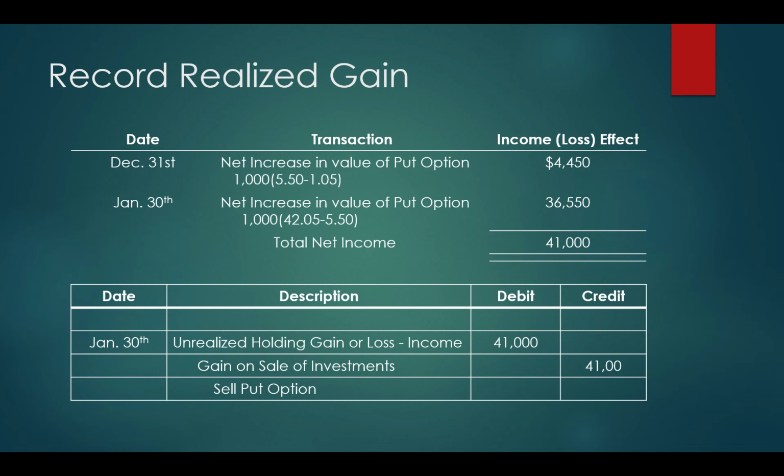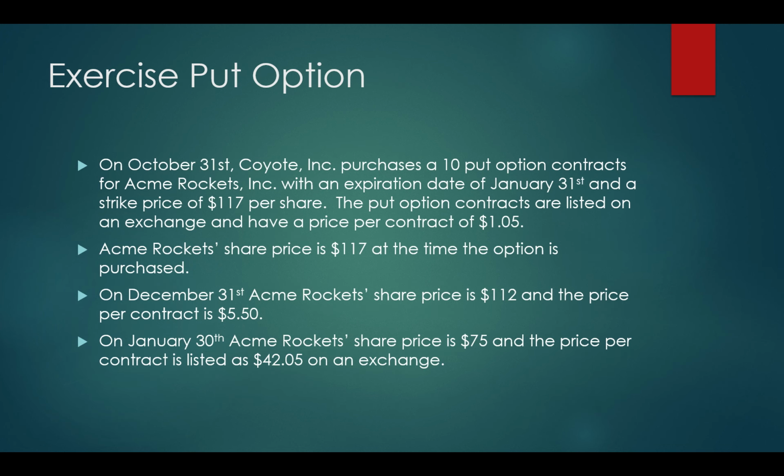And that's it. We have recorded the various entries for purchasing and selling put options as well as adjusting their values. We can post these entries to the general ledger and we're done. Now let's look at a second example where Coyote thinks the stock will not recover from the rocket failure and decides to exercise the put option and close its position in Acme Rockets.